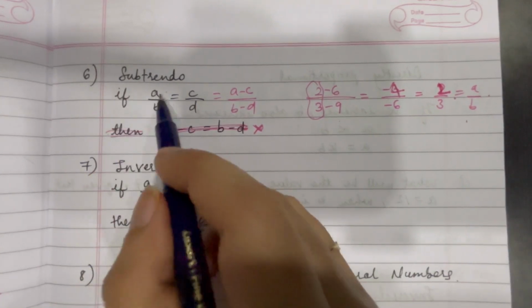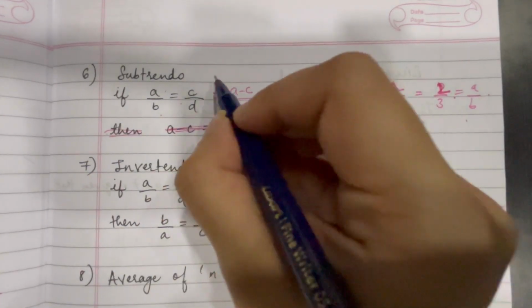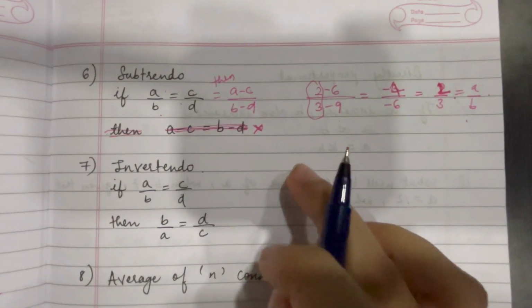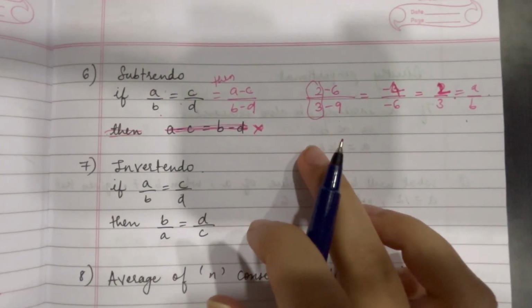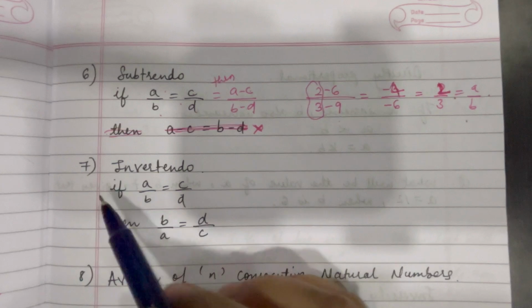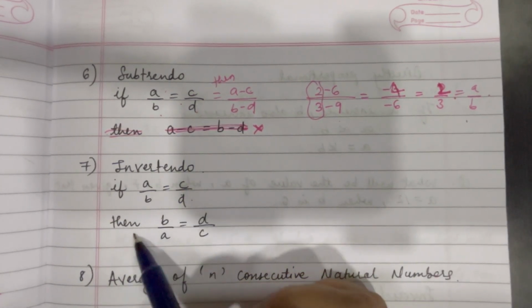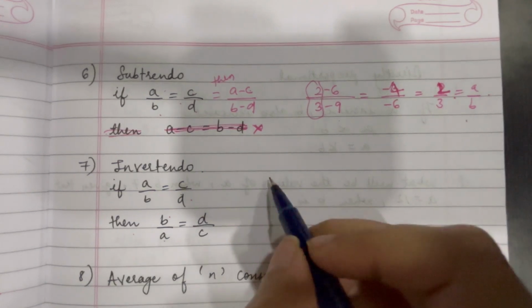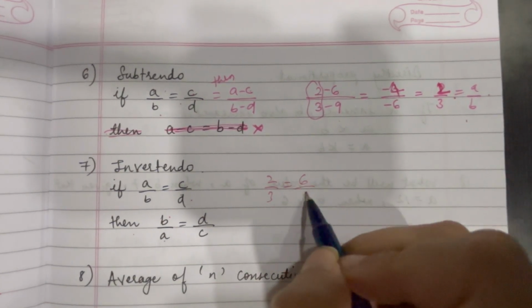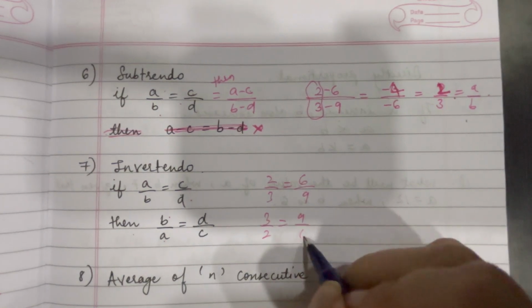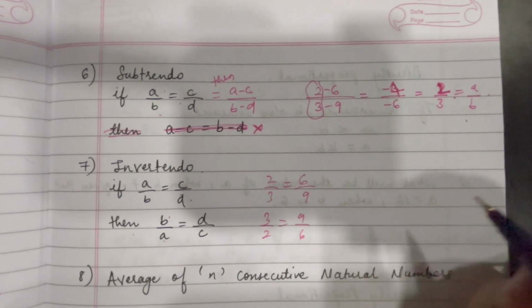Okay, if a by b equals c by d, then a minus c equals b minus d. Remember this. Similarly for the addendum as well. Okay, now let's get to the invertendo. So a by b equals c by d, then b by a equals d by c. If 2 by 3 equals 6 by 9, we can also say that 3 by 2 equals 9 by 6. If you cut it by 3, you'll get the same thing.